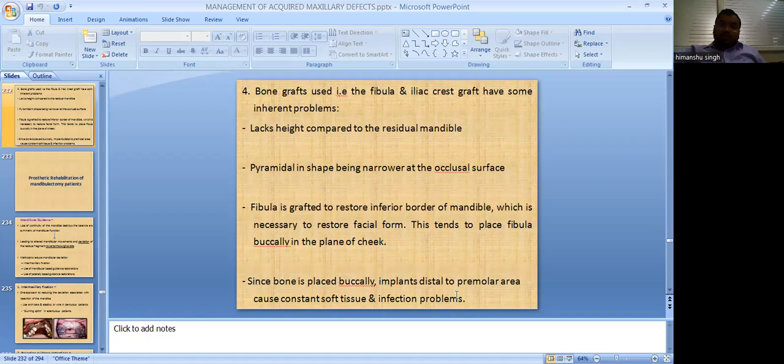Bone grafts used, that is the fibula and iliac crest grafts, have some inherent problems: they lack height compared to the residual mandible, and are pyramidal in shape, being narrower at the occlusal surface. Fibula is grafted to restore the inferior border of the mandible, which is necessary to restore facial form. This tends to place the fibula buccally in the plane of the cheek. Since bone is placed buccally, implants distal to the premolar area cause constant soft tissue and infection problems.